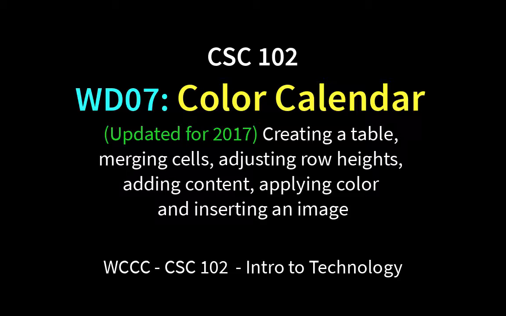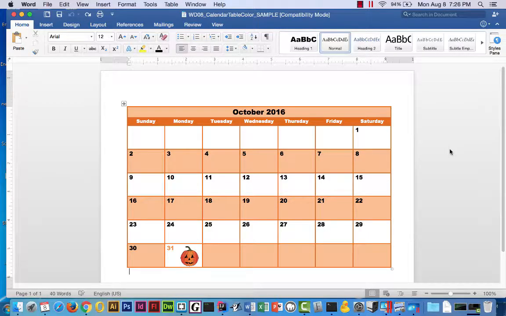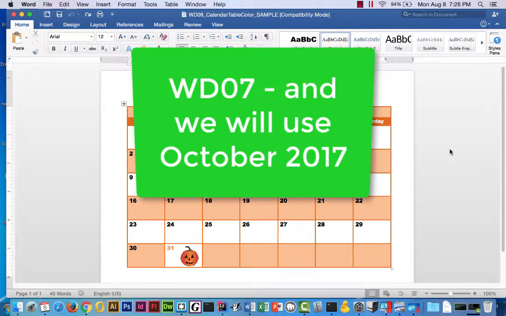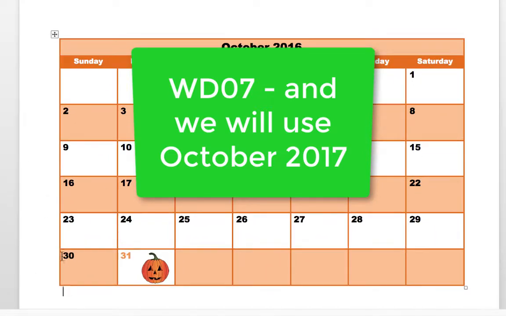Welcome CSC 102 class. I'm going to review the color calendar exercise. This may be WD 06 or 07. It may be even WD 08. I'm not sure at this point exactly what number exercise it'll be, but it's the color calendar and we're going to do it with a table. And that's what we're looking at right here.